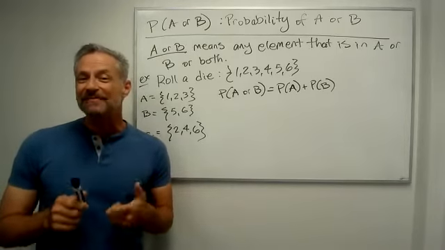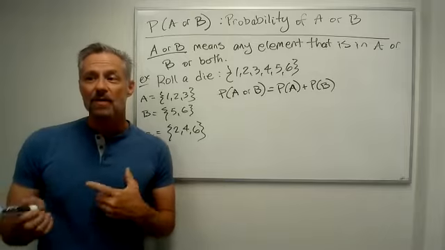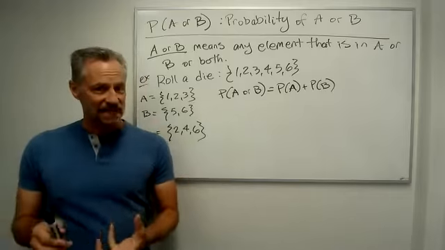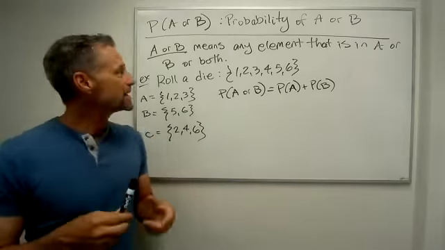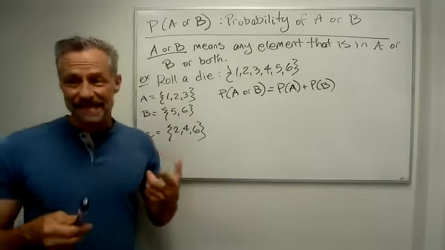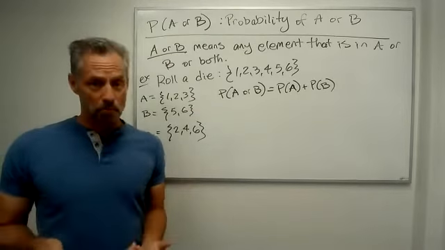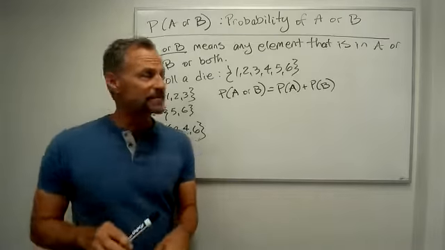Let's talk about the probability of A or B. Now, when we talk about this probability, let's look back to what sets are. Let's remember what or means. A or B means any element that is in set A or in set B or in both. Okay, so that's what or means.